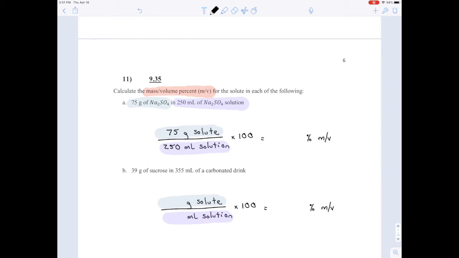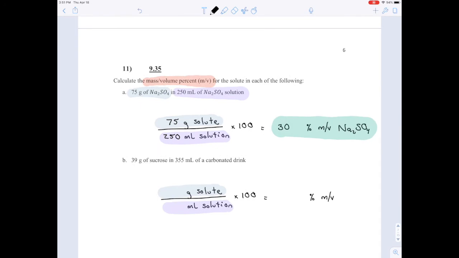So we've got 75 divided by 250, enter, and then times 100, enter. I'm getting 30% mass volume for Na2SO4. So you'd have around 30 grams of Na2SO4 for every 100 milliliters.